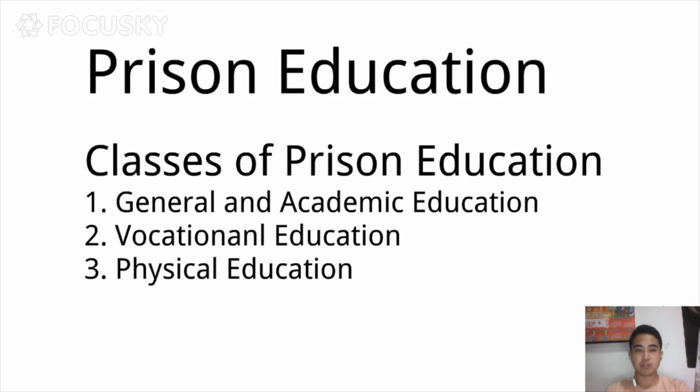In prison education, we have the classes of prison education. First, general and academic education, whose objective is to eradicate illiteracy among prisoners. Number two is vocational education, institutional maintenance works or industrial projects, the purpose of which is to provide prisoners necessary skills for successful work in a socially acceptable occupation after their release. And the last one is physical education. It is designed for those who have physical disabilities.